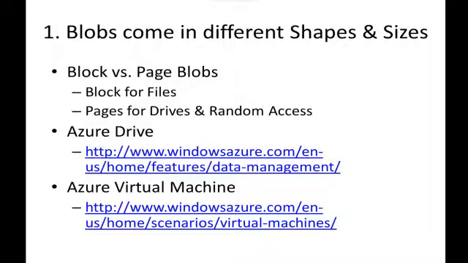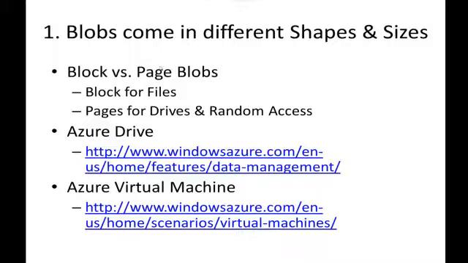So blobs come in different shapes and sizes. There are two fundamental kinds of blobs. They're not all just files in the cloud. The two significant kinds of blobs are block blobs and page blobs. Block blobs are the ones that you're probably dealing with most commonly, if you're putting things like JPEG files in the cloud, or an AVI movie, or an MP4, or maybe software downloads, HTML pages. Any of these can go in the cloud, and they'd typically be block blobs.